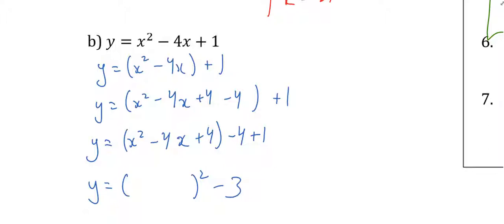So what do I put inside the brackets here? x. And what's the rest of it? x or negative 2. Yeah, x minus 2. Very good. So it always shares the sign of that middle term.